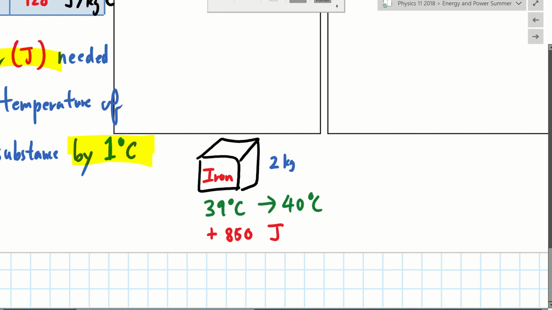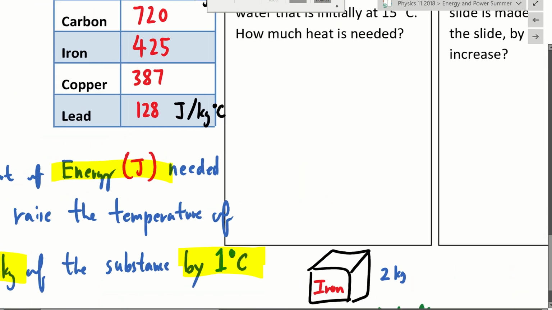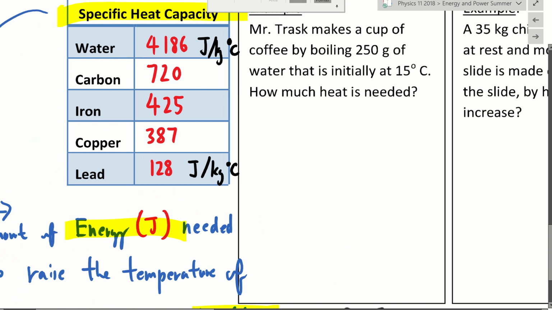Just double it. What if I want to raise the temperature by 2 degrees Celsius? Double it again. So the specific heat capacity is the number of joules of energy you need if you have 1 kilogram of that object and you want its temperature to go up by 1 degree Celsius. So if you want the temperature to go up by 20 degrees Celsius, multiply that by 20. But if you want to heat up more than 1 kilogram, multiply it by the same amount, by the amount of mass that you want to heat up.